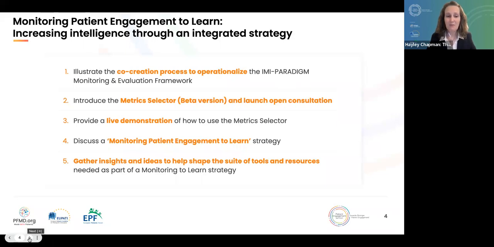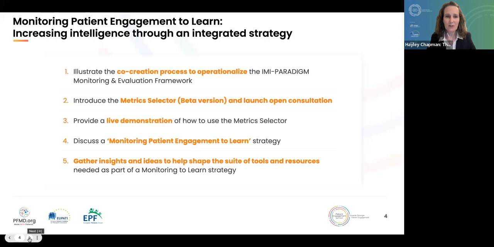From that point on, we will then take a step back and look at the bigger picture to really understand how the metric selector can be used as just one tool in a suite of a number of tools and resources for a monitoring to learn strategy.